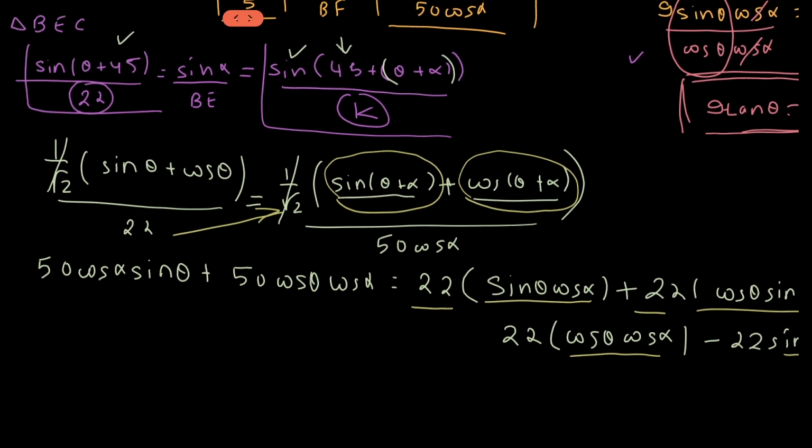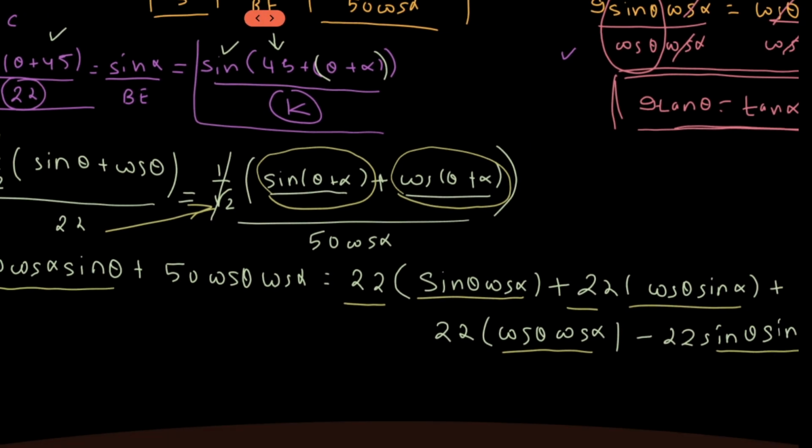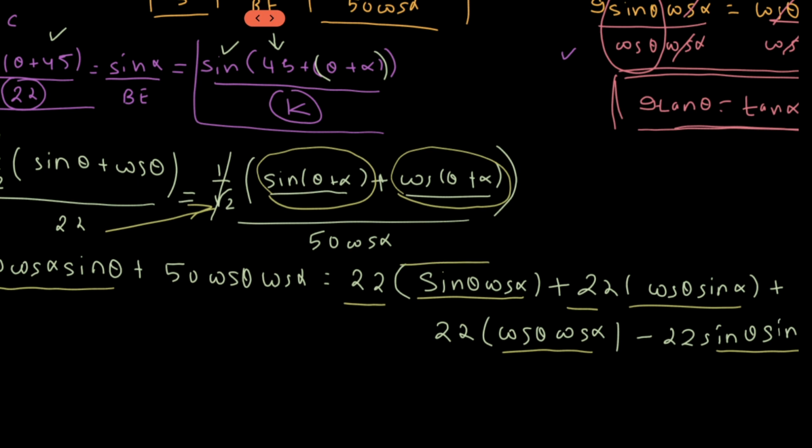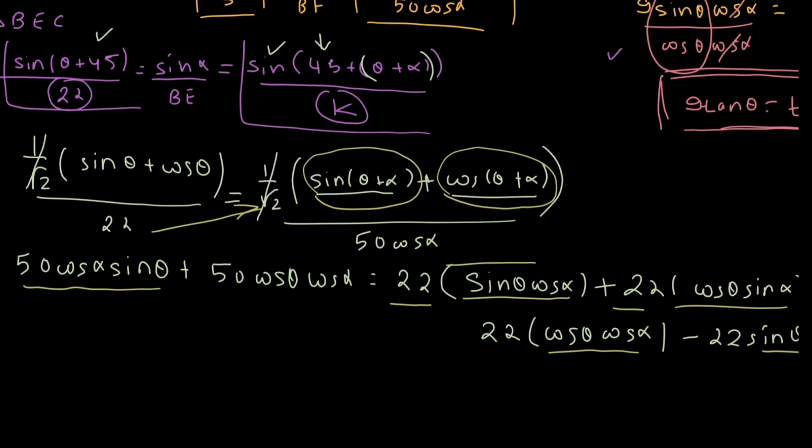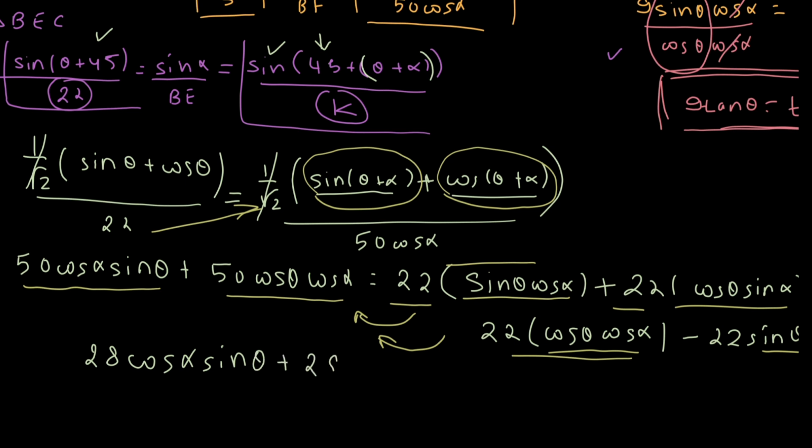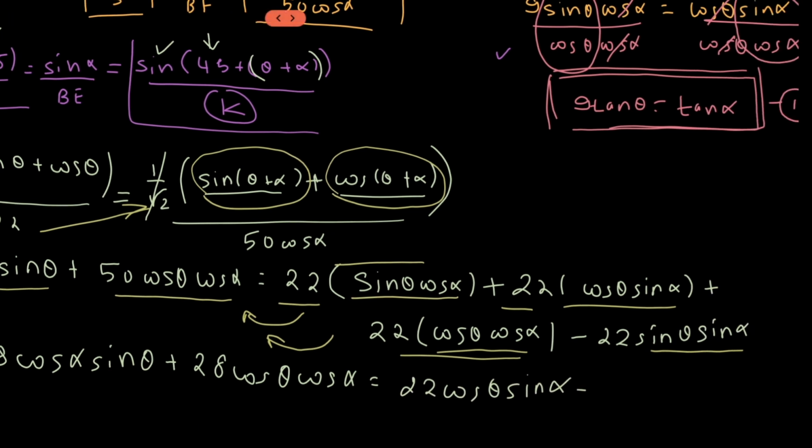So we can see that we have 50 times cos alpha sine theta, and here we have 22 times sine theta cos alpha, and again we can see that we have 50 times cos theta cos alpha, 22 times cos theta cos alpha. So if these two terms come over here, we will finally get that 28 times cos alpha sine theta plus 28 times cos theta cos alpha is equals to 22 times cos theta sin alpha minus 22 times sin theta sin alpha.